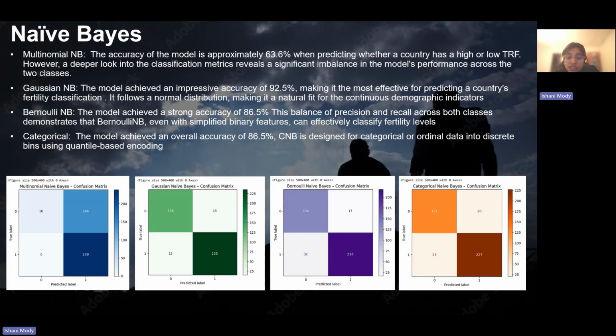Gaussian naive Bayes, on the other hand, has the highest accuracy of 92.5%, which means it is super effective for predicting countries' fertility classification. Whereas Bernoulli and categorical both have the same accuracy of 86.5%. But the way these models predict is different. Bernoulli uses binary features, whereas categorical uses ordinal data, and then it separates into discrete bins.